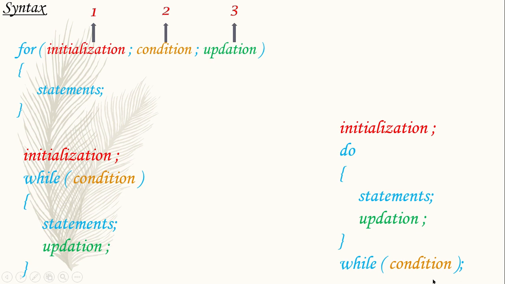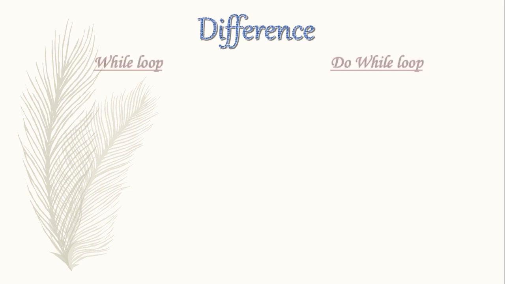But in case of the do while structure, you see the while and the condition part is given at the end of the looping structure. So to provide a termination of the looping structure, we are providing the semicolon. Understood? So now let us go to the differences of while loop and do while loop.